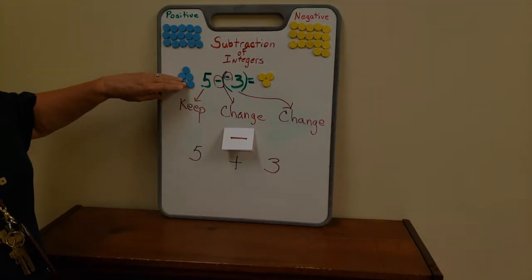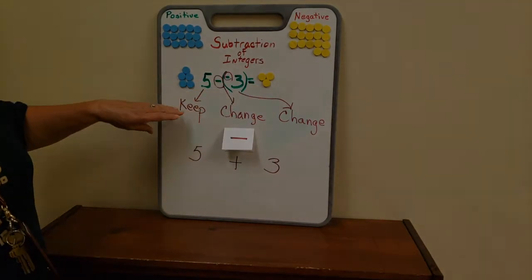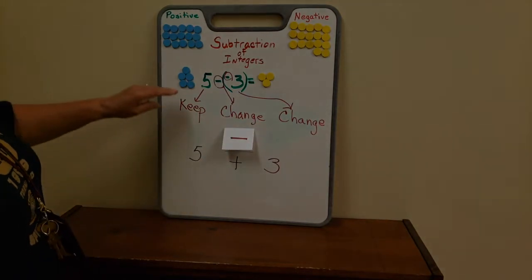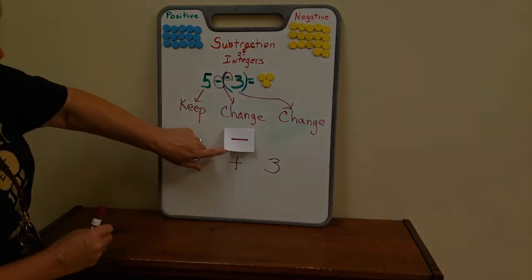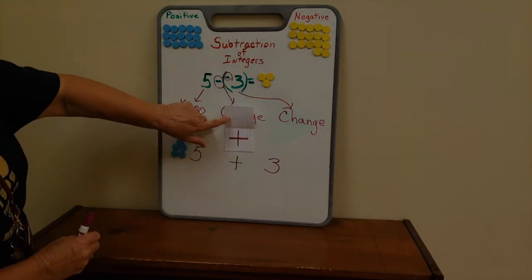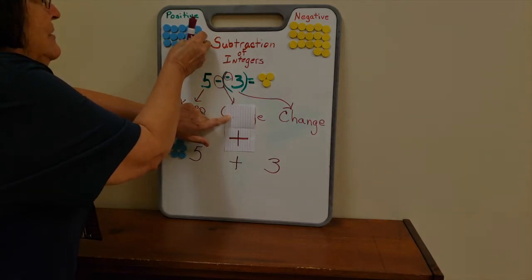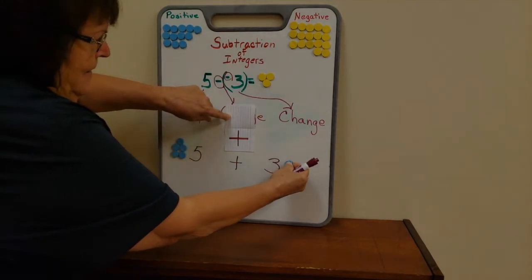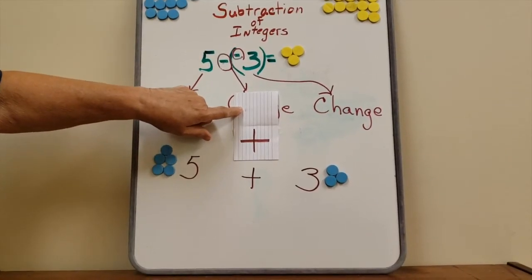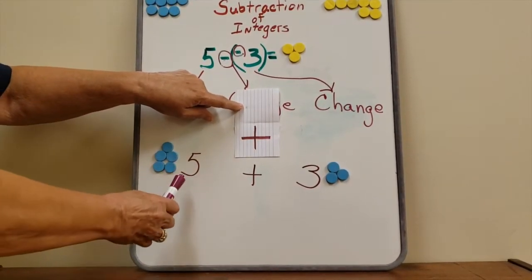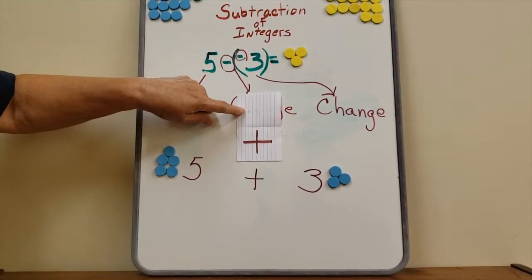This is what it looks like. 5 positives minus 3 negatives. Keep, change, change. So it tells us we're going to keep these 5 positives. We're going to change subtraction to addition. And we're going to change the -3 to a positive. Okay, so when we did keep, change, change, this is what we ended up with. 5 plus 3. Notice, both of them are positives.